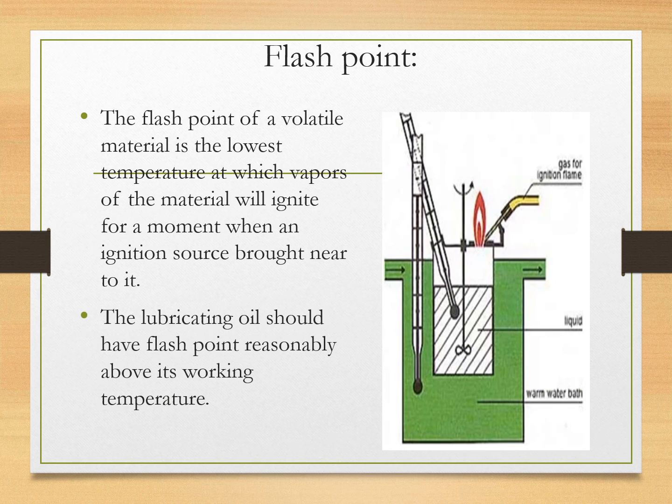Flash point. The flash point of a volatile material is the lowest temperature at which vapor of the material will ignite for a moment when an ignition source is brought near it. The lubricating oil should have a flash point reasonably above the working temperature. This is the instrument used to determine the flash point of an oil. What is the flash point? The temperature at which, when we start burning a substance, it gives a flame.